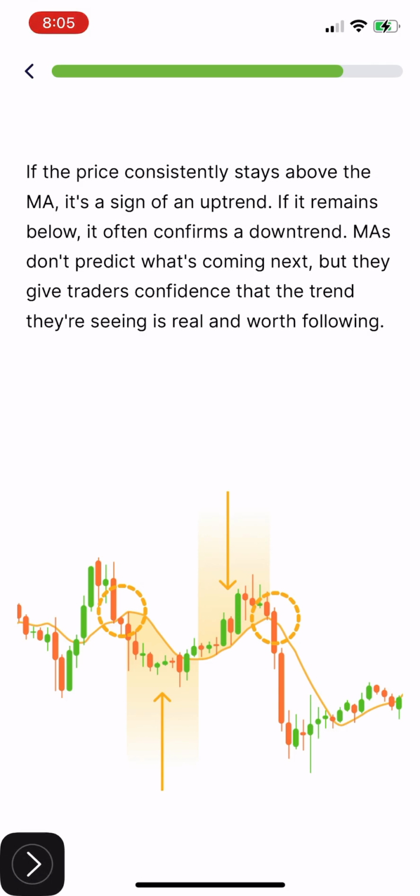If the price consistently stays above the MA, it's a sign of an uptrend. If it remains below, it often confirms a downtrend. MAs don't predict what's coming next, but they give traders confidence that the trend they're seeing is real and worth following.